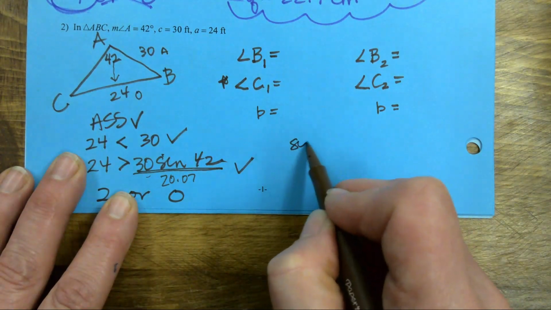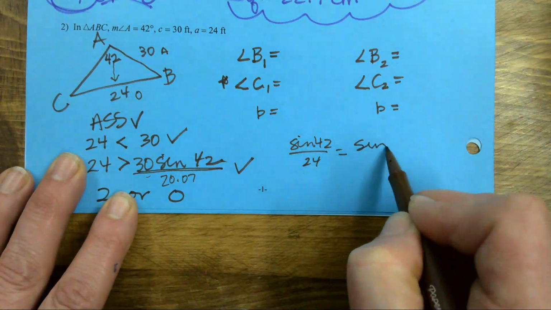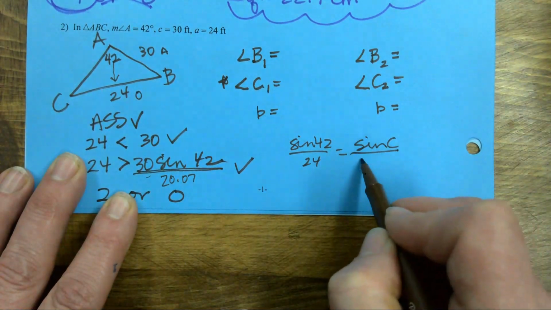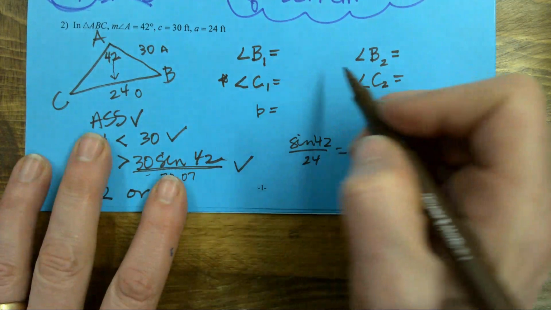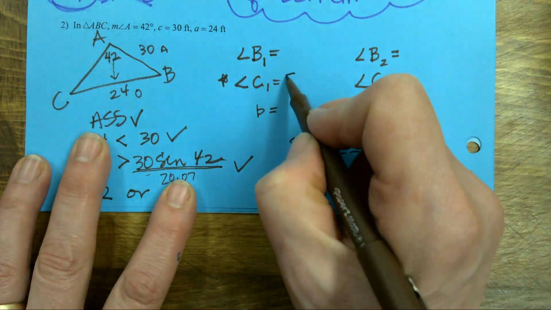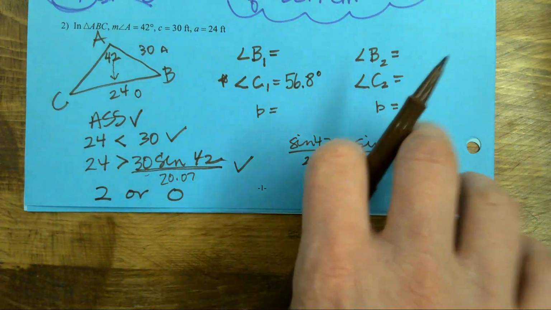The sine of 42 over 24 is equal to the sine of C over 30. And again, you are going to get a first quadrant answer. I'm going to let you guys do that work and tell me what it is, and then we'll deal with it. 56.8. 56.8 degrees. Okay?